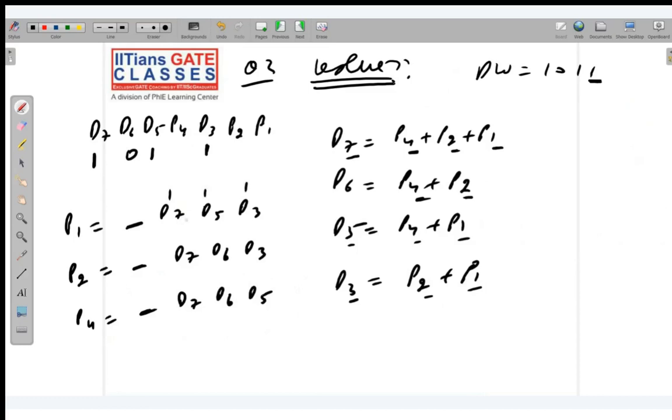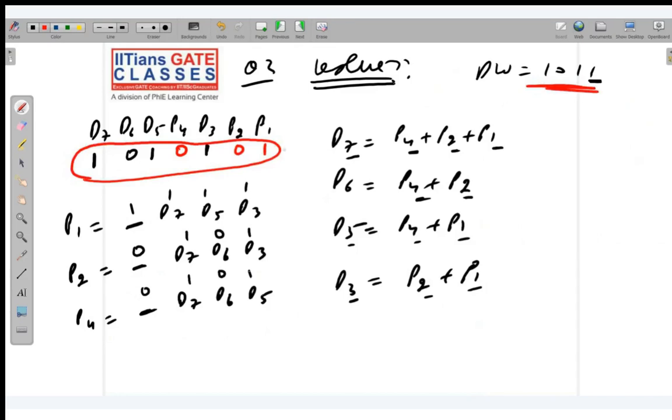By default you will take even parity. If nothing is given, you will take even parity. Because of even parity, this will be 1. D7 is 1, D6 is 0, D3 is 1, so because of even parity this will be 0. D7 is 1, D6 is 0, D5 is 1, so because of even parity this will be 0. So finally we have got the values. Now you put them together and get the answer. P4 is 0, P2 is 0, P1 is 1. So finally, this is the code word. Okay, they will simply give you the data word and ask you to find the code word.